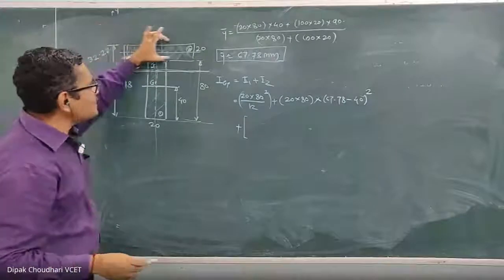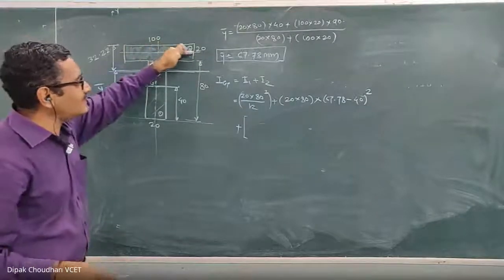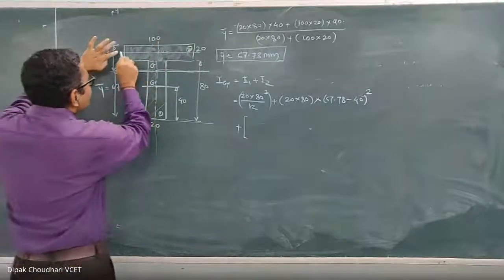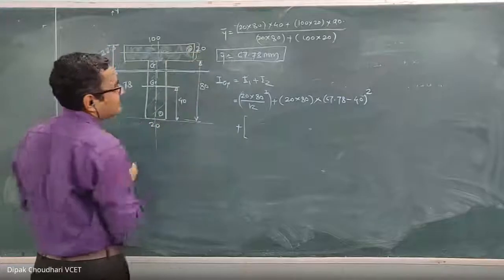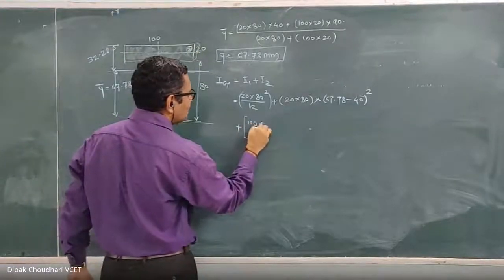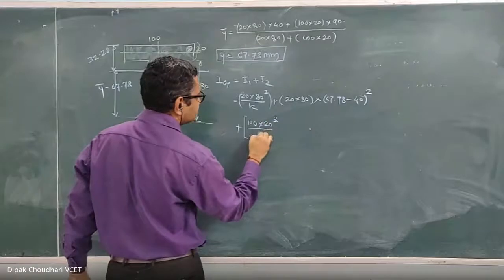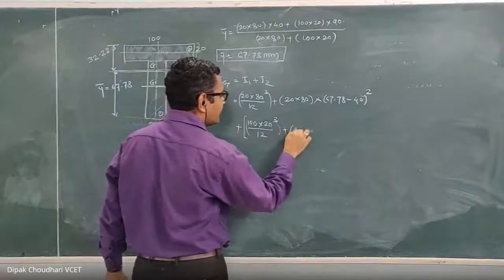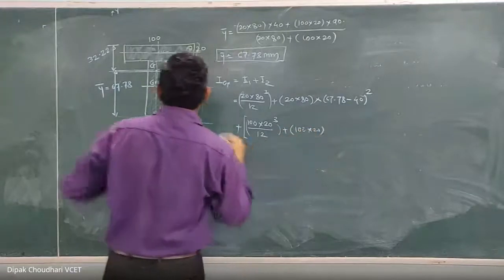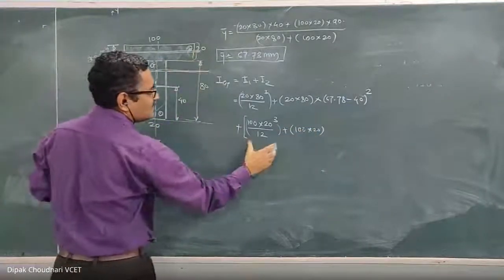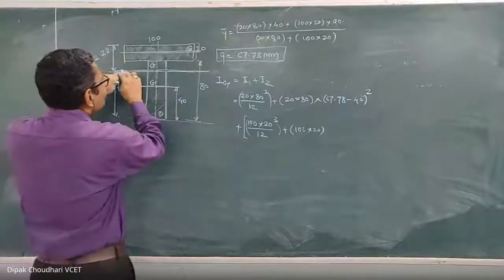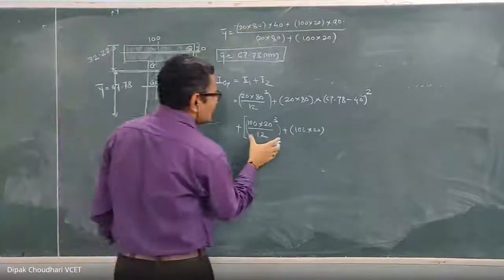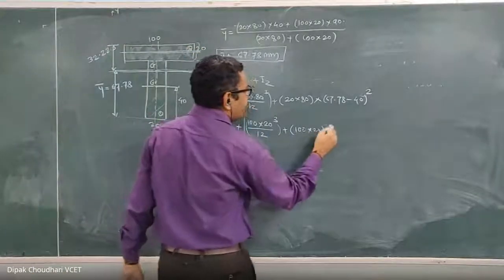So what will be the moment of inertia of rectangle two about its own centroidal axis? It is BD cube, the cube of the side perpendicular to the reference axis. The reference axis is horizontal, so cube of this side: 100 into 20 cube upon 12. This is Ig2, plus area 100 into 20. If I had to calculate at the centroidal axis, this much would be enough. But now I have to calculate at an axis other than the centroidal axis, so I have to use the parallel axis theorem: the centroidal moment of inertia plus area into square of the distance.